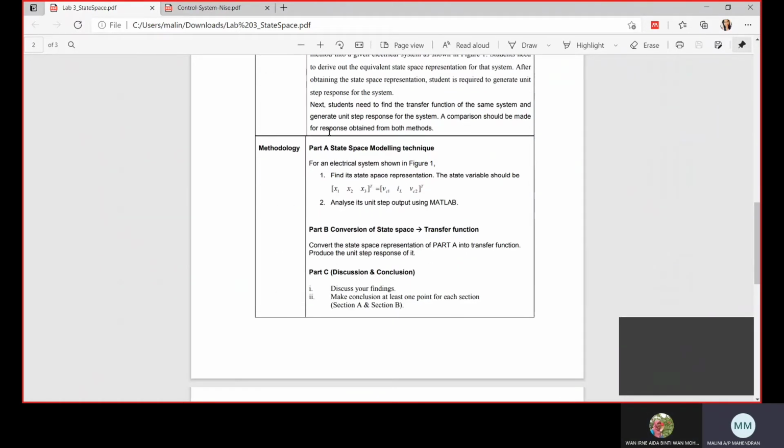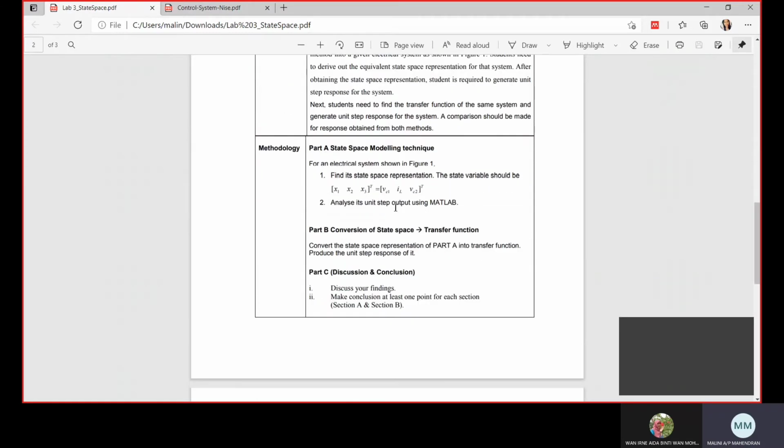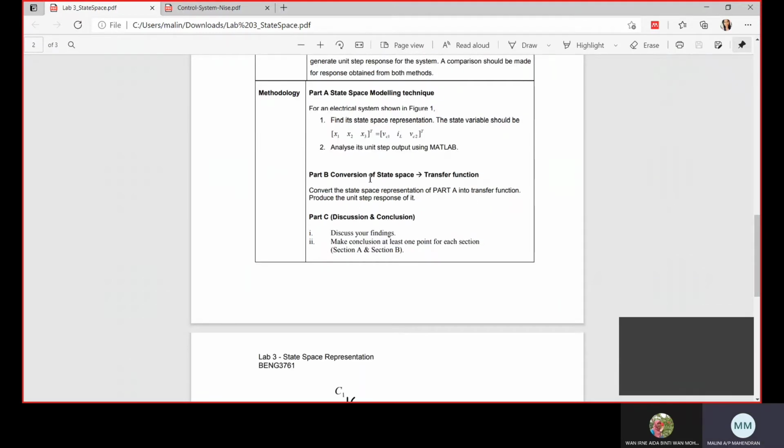So basically for this lab, firstly we did the calculation to represent the state space for this given electrical network, which consists of RLC with the AC input, and the output here is the voltage across the capacitor. First we did the calculation for the state space and the given state variable, and then we analyzed the unit step output response using MATLAB. Then we converted the state space to transfer function, and we also used MATLAB to check the output of the unit step response. So that's all for the lab sheet part.